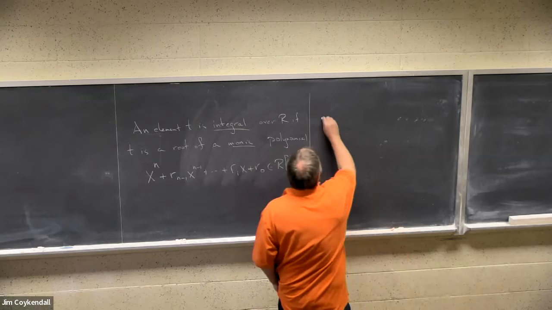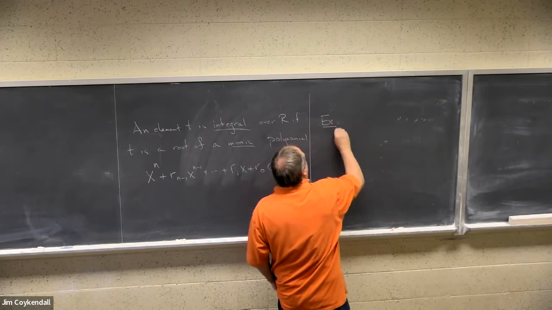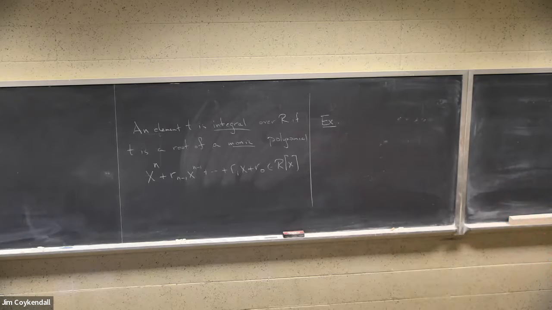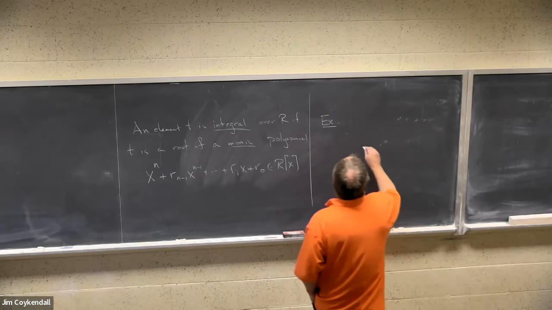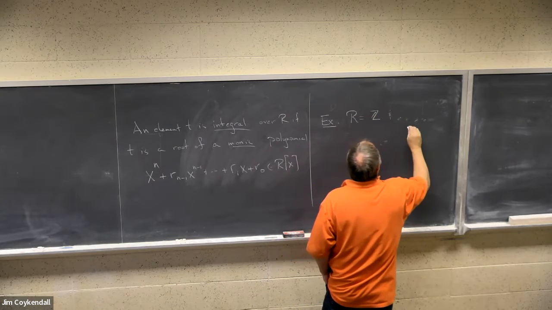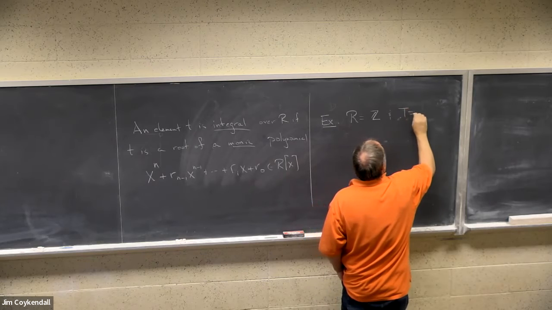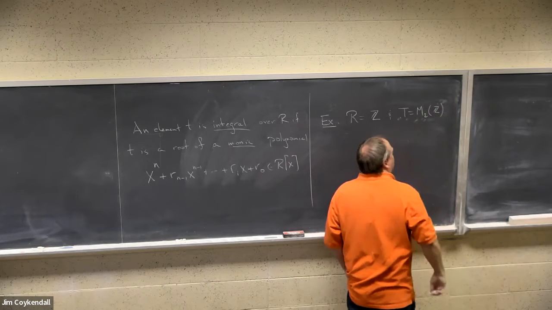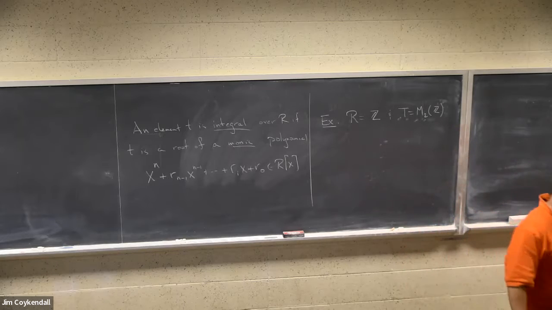Well, here's an example. And this is an example that's sort of playing around in some woods that I'm really not going to play in that much, but I think it's good to bring it up. So let R equal, say, Z, and let T be the ring of 2 by 2 matrices over Z, right?